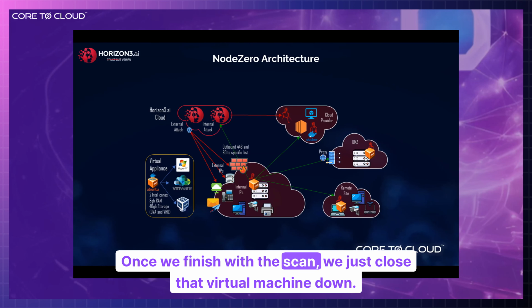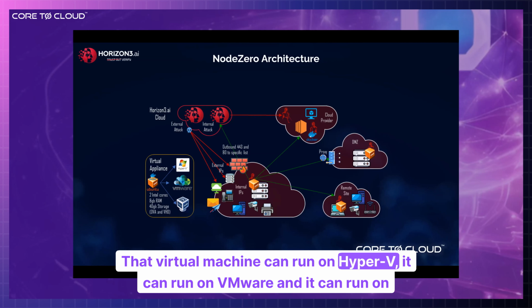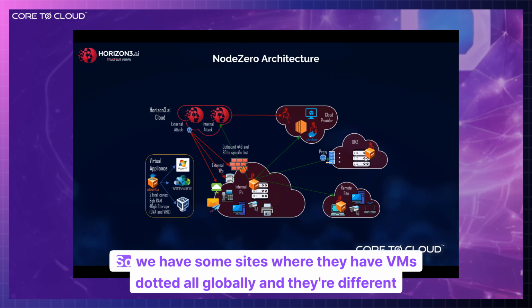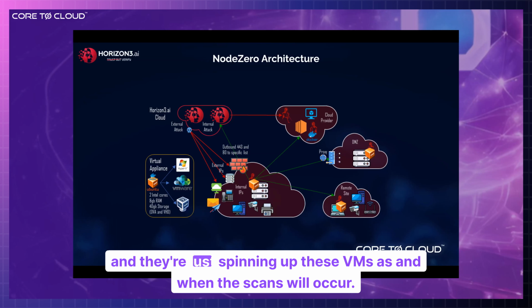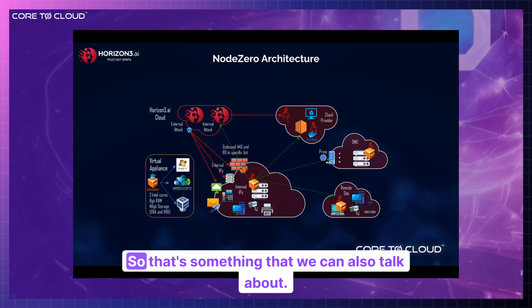Once we finish with the scan, we just close that virtual machine down. That virtual machine can run on Hyper-V. It can run on VMware. And it can run on VirtualBox as well. So we have some sites where they have VMs dotted globally, and they're different organizations, different offices, and they're just spinning up these VMs as and when the scans will occur. So that's something that we can also talk about.